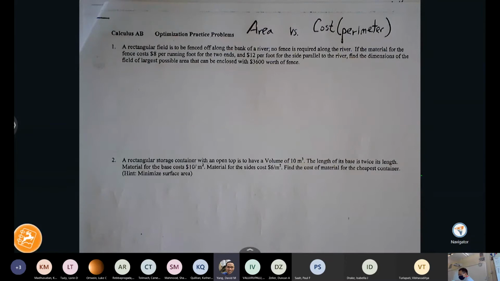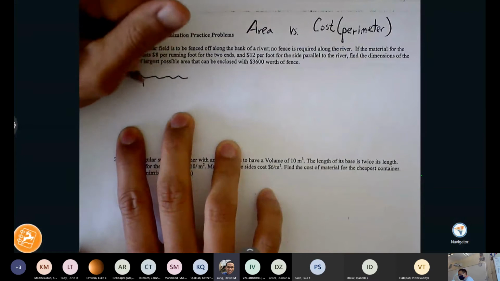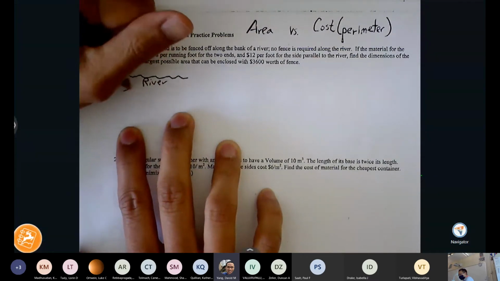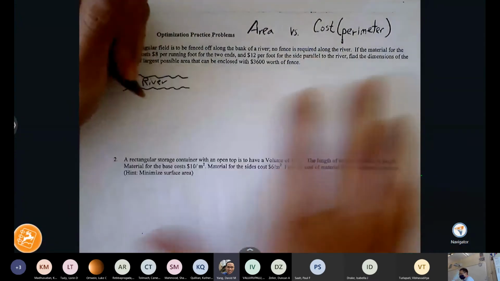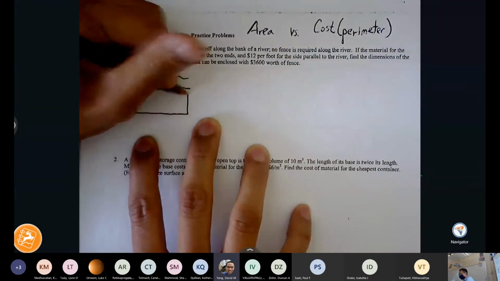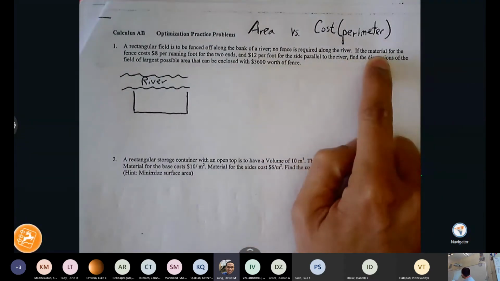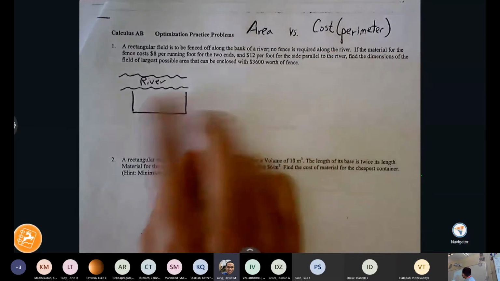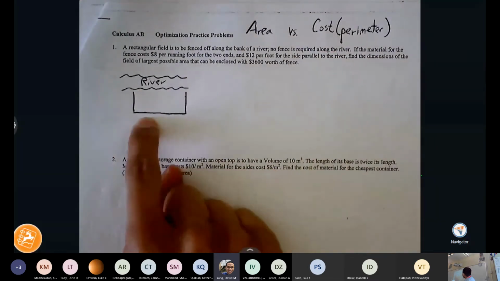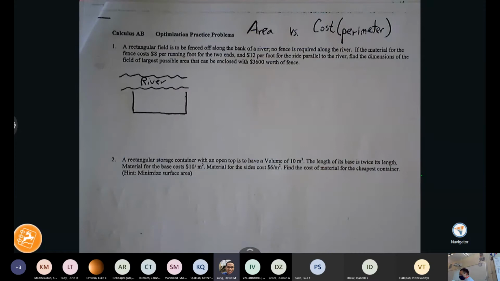All right, so we have a rectangular field fenced off along the bank of a river. So I'm going to create my picture here. Let's say I have a river. And then along the bank of the river, I'm creating my rectangular fence. Only along 3 sides. No fence required along the river. The material for the fence costs $8 per running foot for the 2 ends, $12 for the side parallel to the river. Find the dimensions of the field of the largest possible area that can be enclosed with $3,600 worth of fence.